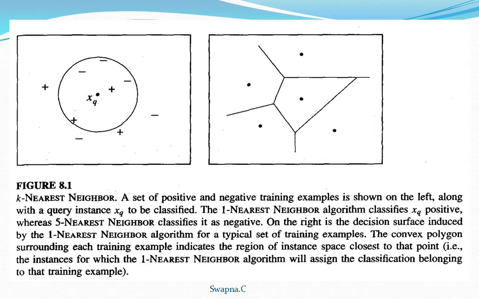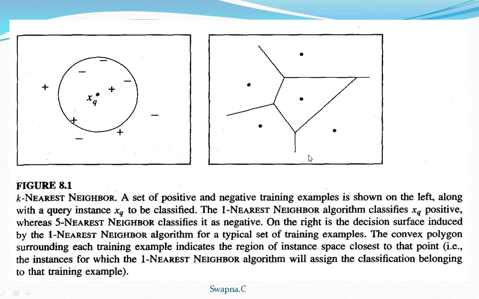Here I already told you, this is the figure representation. For this example, we take a two-dimensional space, and all the training examples are taken as points. In this example, there are two types of examples: positive training examples and negative training examples. Positives are shown as a plus, and negative training examples are shown as a minus.